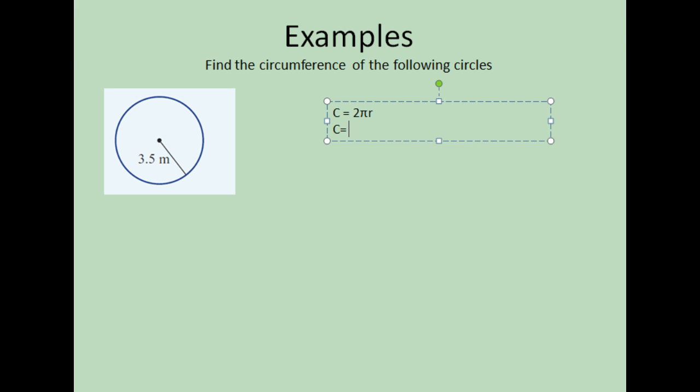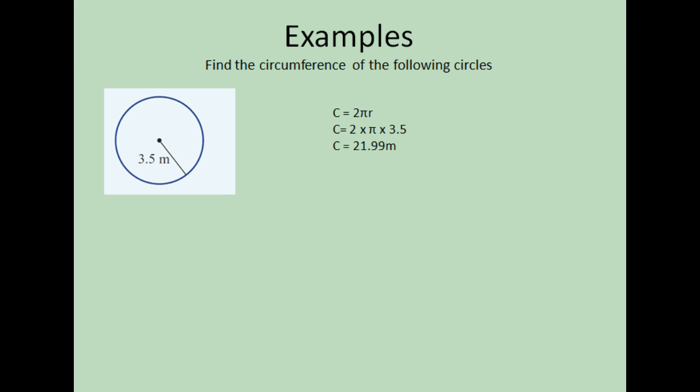Okay, now let's sub in what we know. So it's 2 times pi times 3.5. And that means that the circumference is equal to 21.99 meters. And that's all you have to do. You need to be able to identify that this is the radius and replace it in our formula. So the circumference is nearly 22 meters around. Okay, let's have a go at another question.